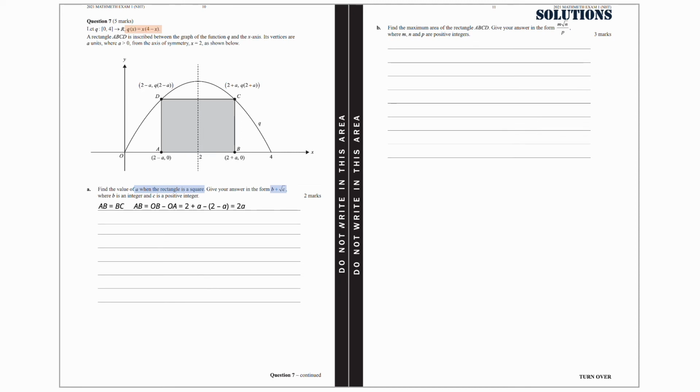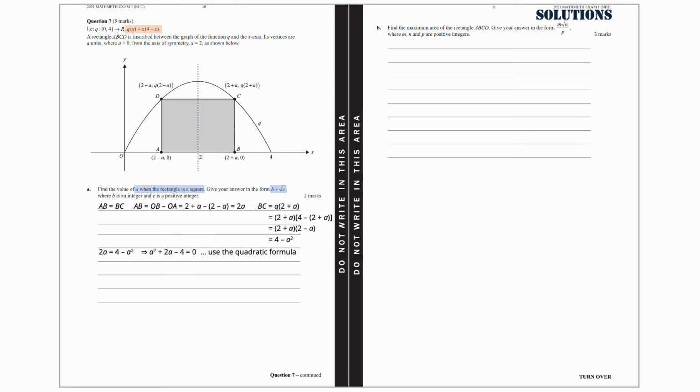BC is going to be Q of 2 plus A. So we substitute 2 plus A into the function Q of x. And we end up with BC equals 4 minus A squared. So we equate the two lengths. 2A equals 4 minus A squared. And we obtain the quadratic equation A squared plus 2A minus 4 equals 0.